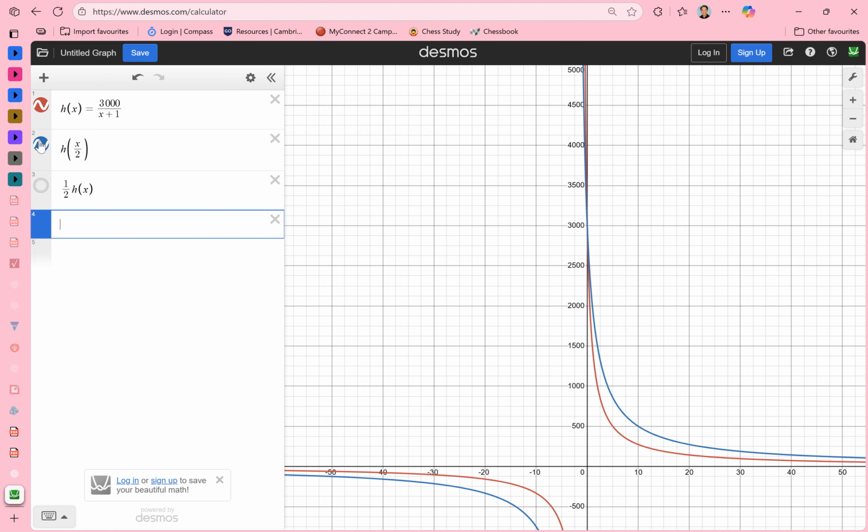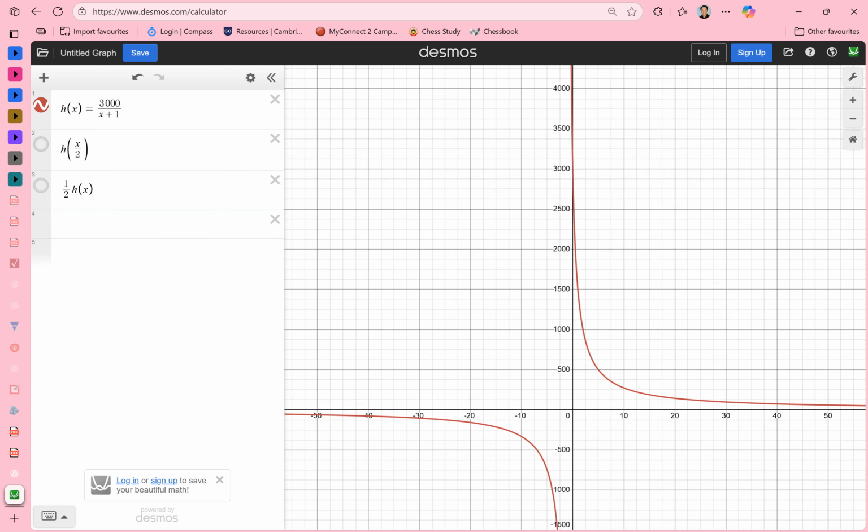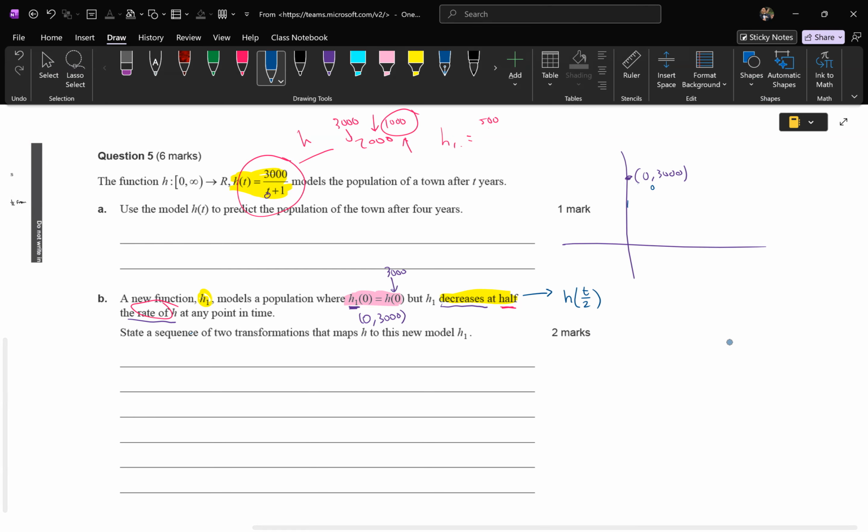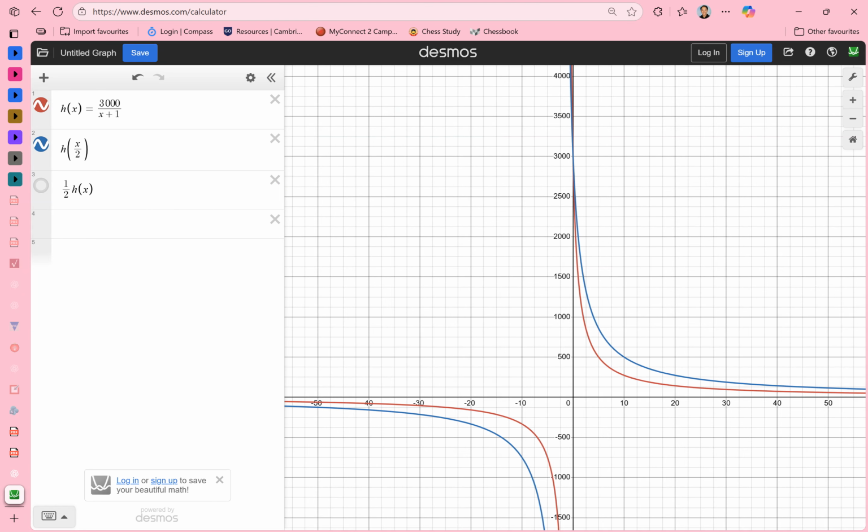So you can see here when I draw the graph. This is the original graph, okay? And if I put the divide by 2 in, that's how you make it wider and longer. But the problem is the question wants you to state 2 transformations when this only really needs 1, because that's the only way to maintain still 3,000. Notice that when x is 0 or t is 0, it's still 3,000. So to keep it the same, technically you only need to do 1 dilation.